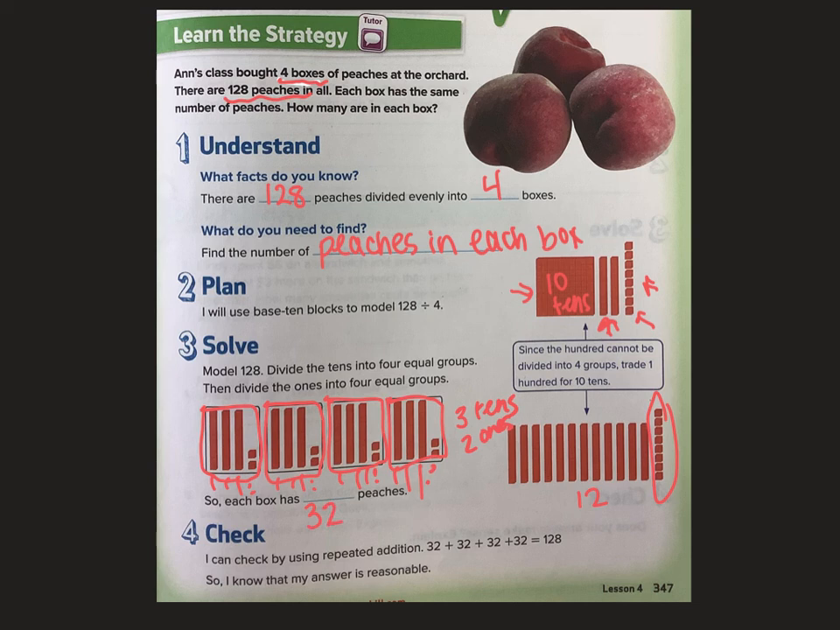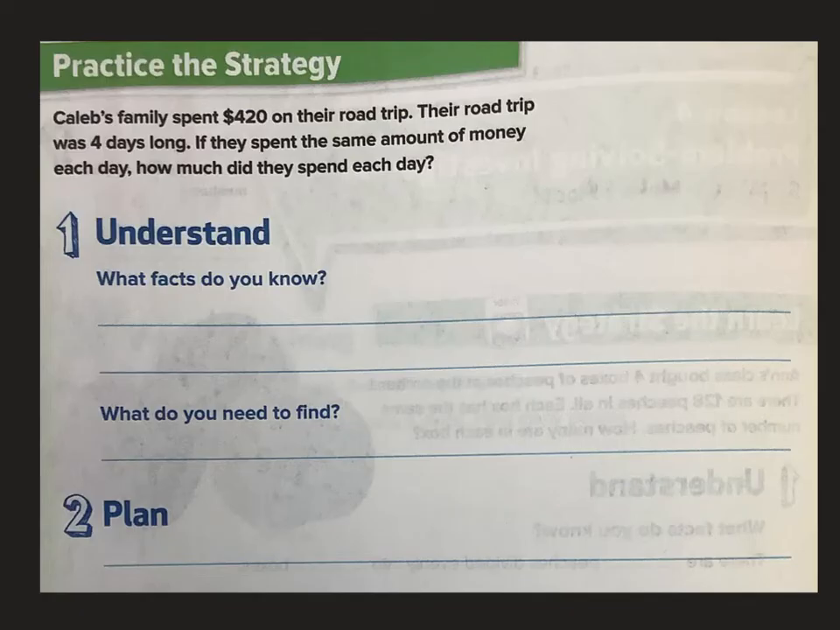So we can check by using repeated addition. 32, and really would that take very long? No. If I write down 4 32s, 2, 4, 6, 8, 3, 6, 9, 12, 128. So our answer is reasonable, right? We checked with repeated addition.